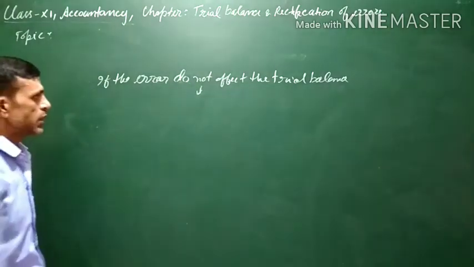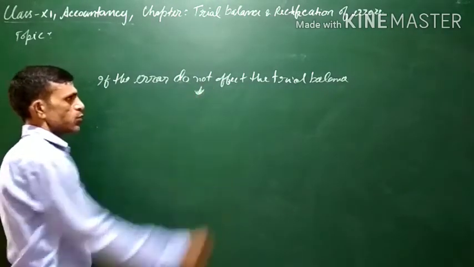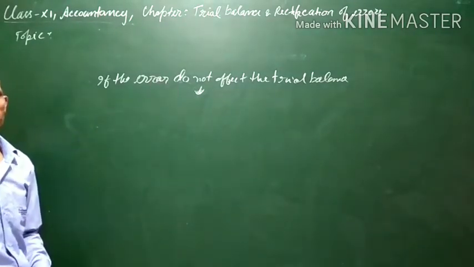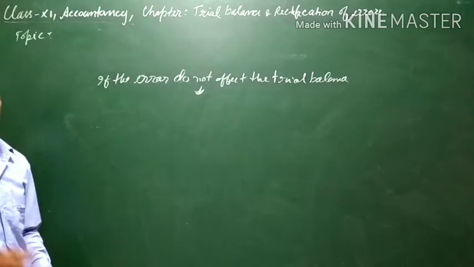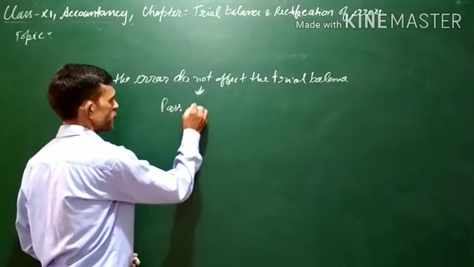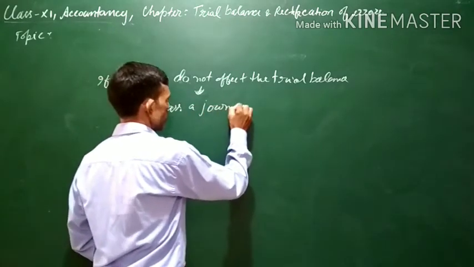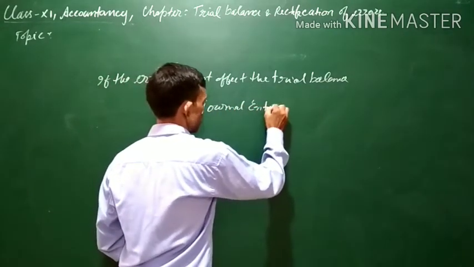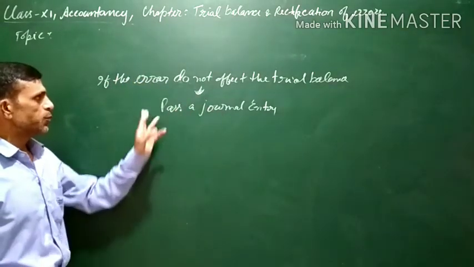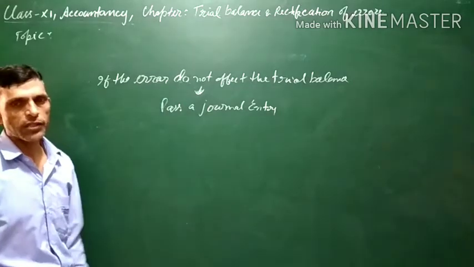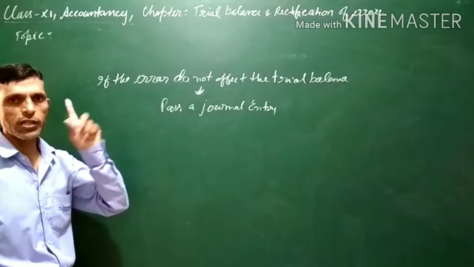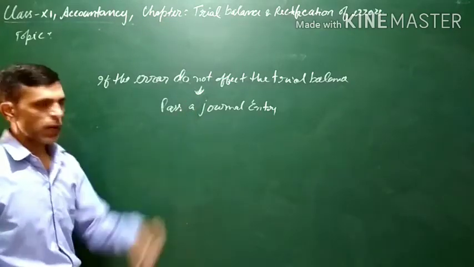It simply means that if the error is not affecting the trial balance, then both the debit and credit aspects of a transaction have not been recorded, and here what we have to do is pass a journal entry. Pass a journal entry means the journal entry which was not recorded will now be passed.